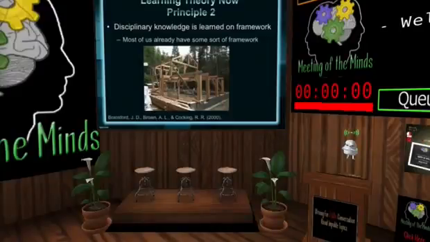Now, learning theory 2 talks about how disciplinary knowledge is learned on a framework. Most of us already have this framework in mind, but the difference is that people who become experts at something have reorganized this framework so that the information is easily retrievable and can be transferred to other contexts. In other words, what distinguishes novice learners from experts is how this framework is organized into patterns so that knowledge can be retrieved.